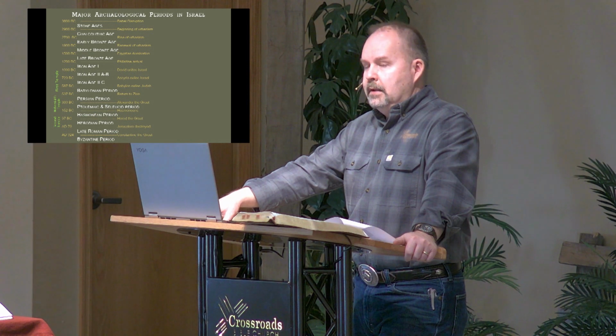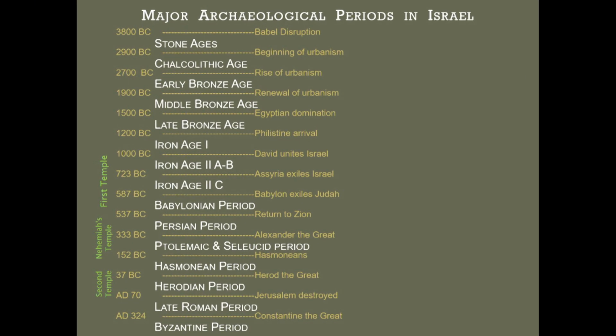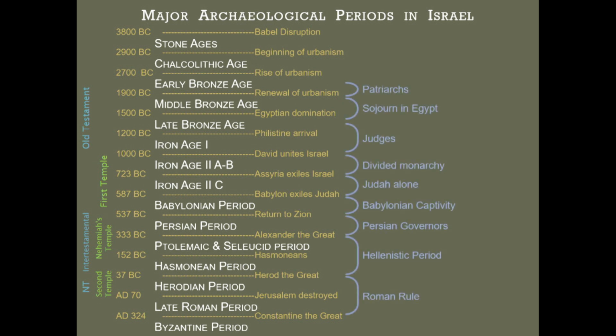Just quickly then to finish up, we've got the Second Temple period, we have the period of Nehemiah's temple, and we have the First Temple period, aligning with the Iron Age, Persian period, and the Herodian or Hasmonean period. You can see there the Old Testament, intertestamental, and the New Testament periods. This is how the various periods of biblical history align with that.